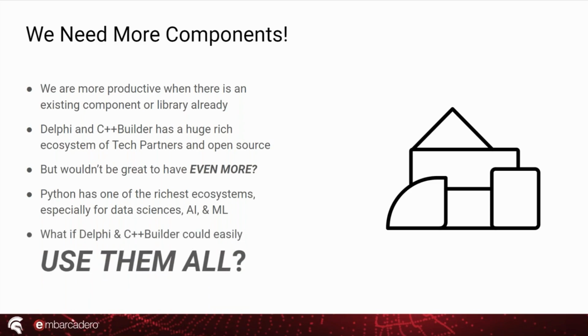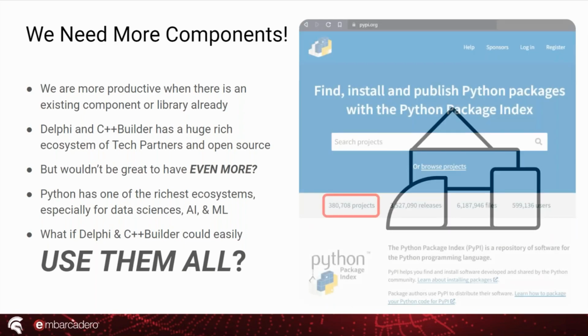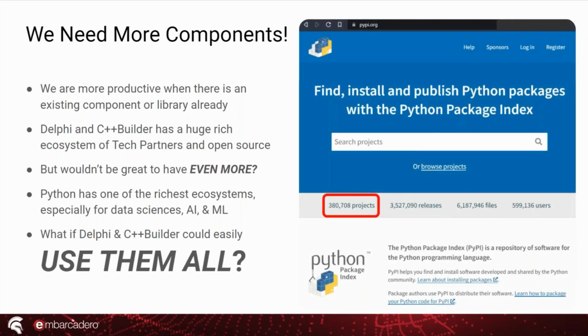So here's the thing: wouldn't it be great if Delphi and C++Builder could easily use all of those components? That would be pretty cool. So how many are we talking about here? If you go to PyPI, which is the directory for pip package installs for Python, they have 380,000 projects. I'm not saying we're going to get access to all of those today, but just to give you an idea of what's possible here.